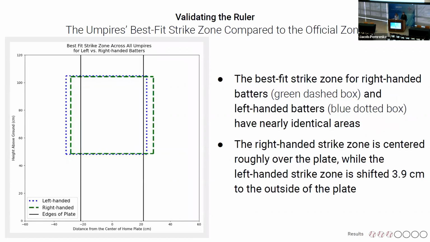This off-center shift in the overall best fit is explained by the difference between left- and right-handed batters. Here you see the strike zone for left-handed batters in blue, and for right-handed batters in green. The black lines indicate the width of home plate. The areas of the left-handed and right-handed strike zones are nearly identical. While the right-handed strike zone is centered roughly over the plate, the left-handed strike zone is shifted nearly 4 centimeters to the left. This confirms what we all know about the lefty strike. And the fact that we can see it so pronounced in the model is another indication that our surface is reliable.